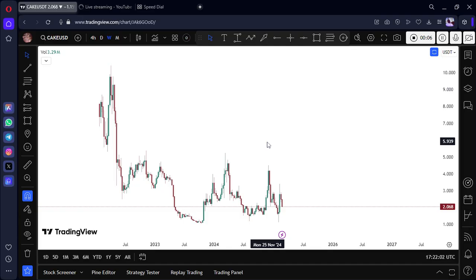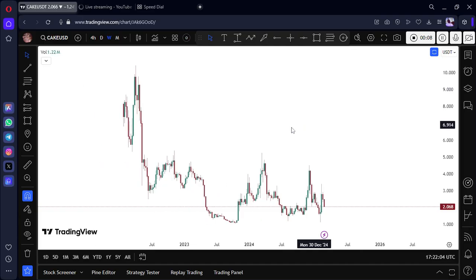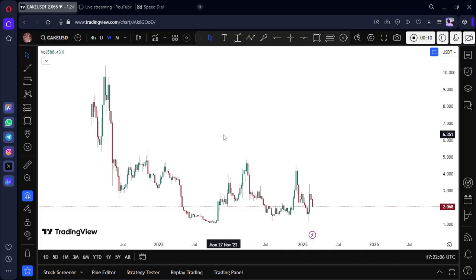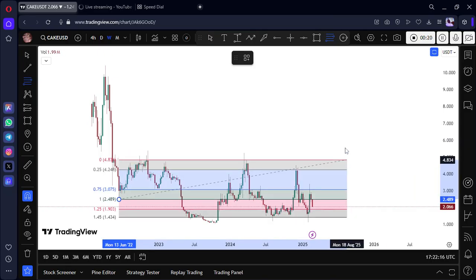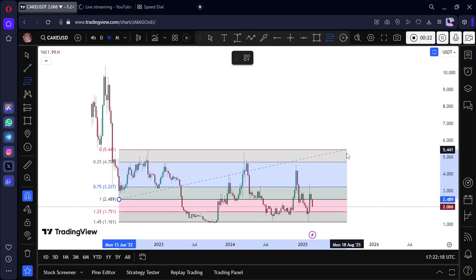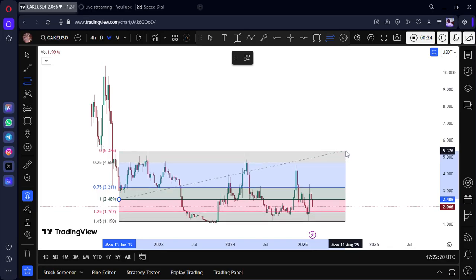Another one. So before us is a CAKEUSDT chart. I will dive straight into the analysis of this coin. First of all, I'll pull out my fib tool and mark my levels. This is very important.